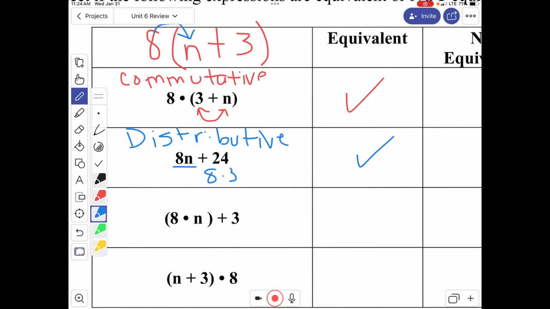But remember, we can't regroup and mix multiplication and addition. If we mix and change our parentheses when it has multiplication and addition, then it's not going to be equivalent. On the next one, they just put the 8 at the end, but it's still multiplying by 8, just like we started out. So that's equivalent.